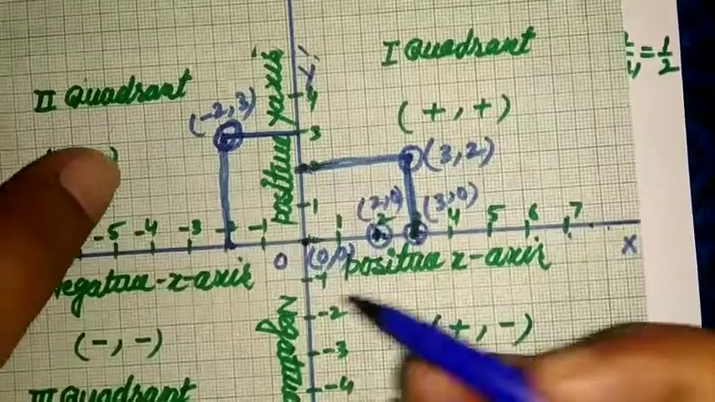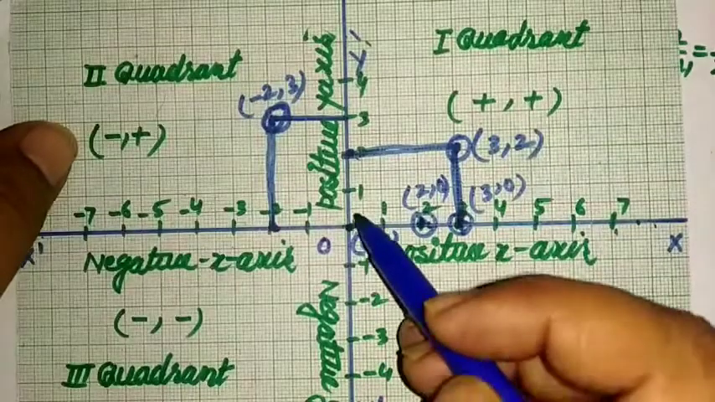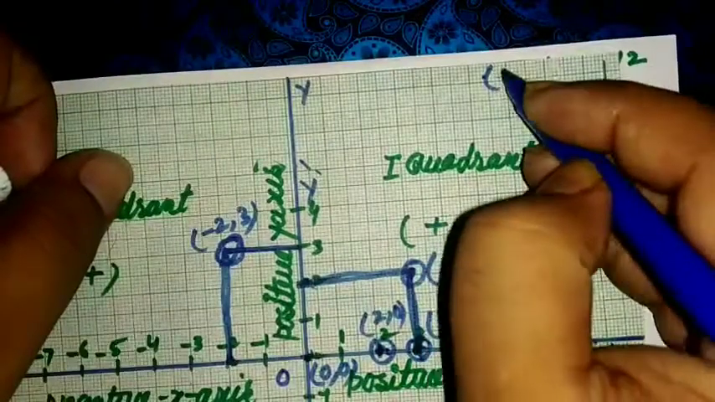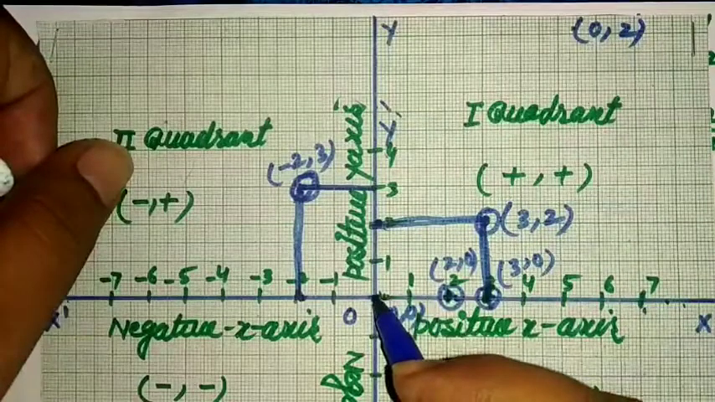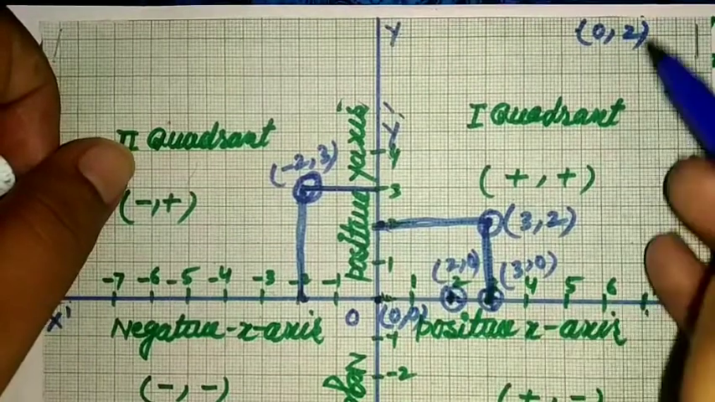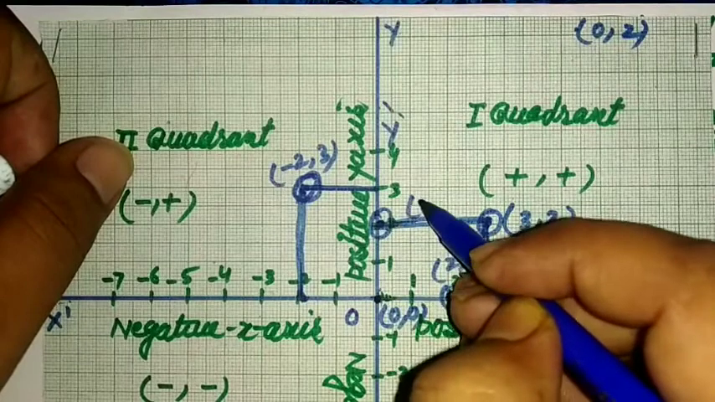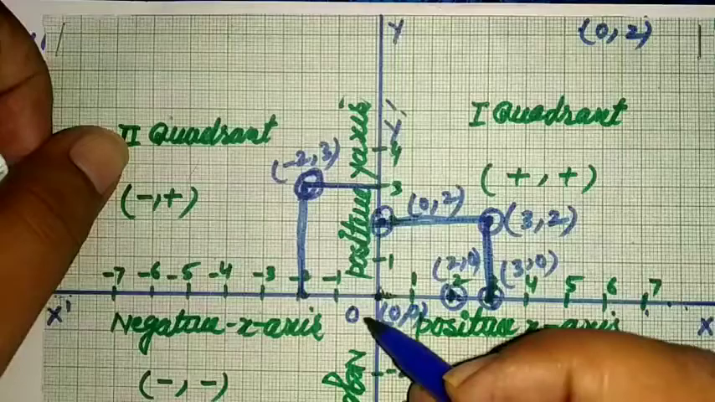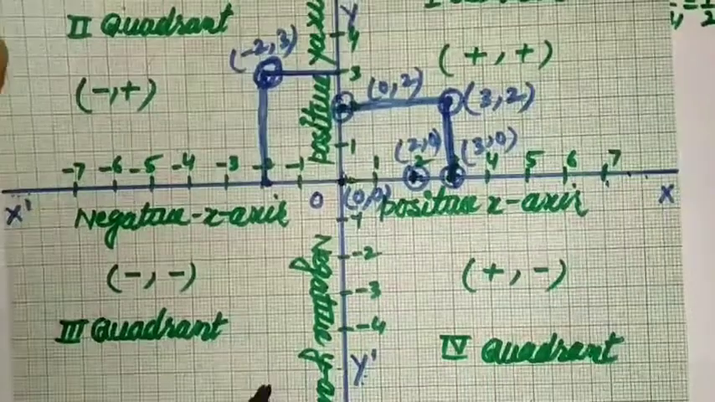And similarly 0, 2. x is 0 here, so we cannot go in the x distance, and y is 2, so we will go only here. So for 0, 2 we will cover only the y distance here. So these are the basic funda of coordinate geometry.